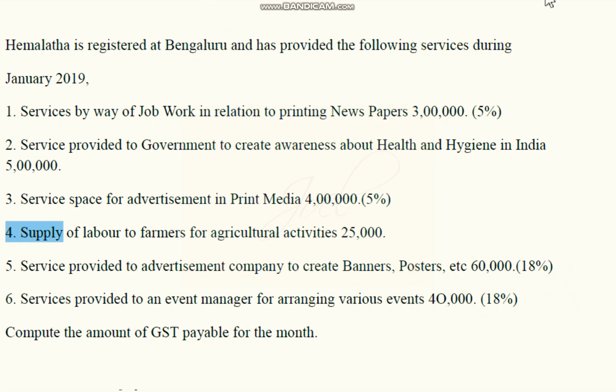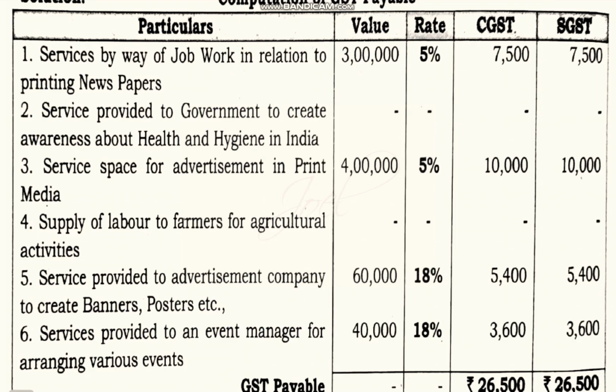40,000 into 18%, put it under two columns. We'll see the solution. So this will be our solution. 3 lakh rupees, 5%, 7,500, 7,500. As I told, services provided to the government for the awareness purpose is exempt completely. Service advertisement in the print media, as I told, 4 lakh into 5%, you will get 20,000, divided equally into two parts. Two services are exempt.